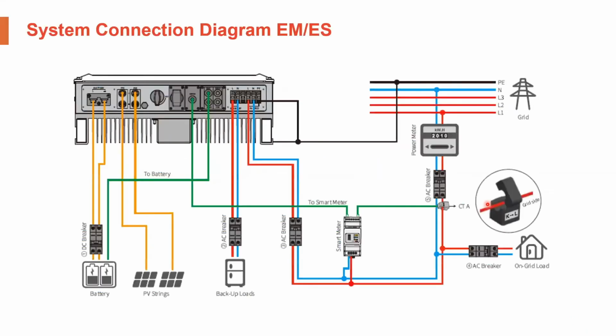So I'll go over now the system connection diagrams, which might be useful for you when you're connecting or designing your PV system. I'll show you the system connection diagram for the EM and the ES, which is the low voltage single phase inverter. On the left-hand side, as you can see, we have the battery terminal, which is a set of terminal plates that allow you to screw the battery cables into that terminal.